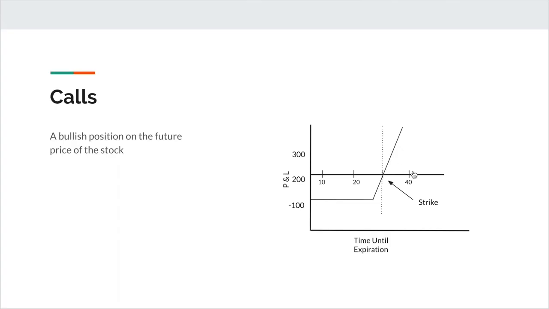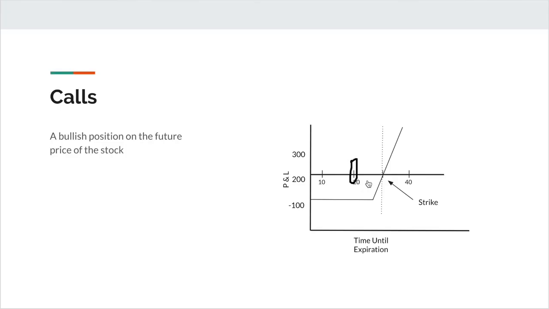So if you were to actually exercise this option and in the future it's trading at $40, that means you just netted a $10 gain per stock that you have because of that options contract. However, let's say the stock never achieves that $40. Let's say it only stays at $20 and expiration time has come.